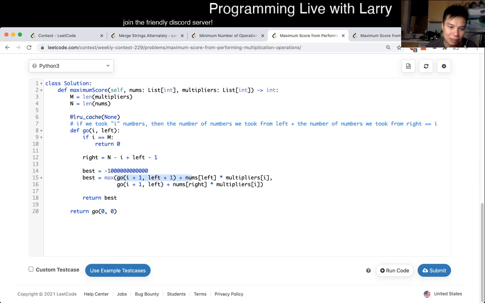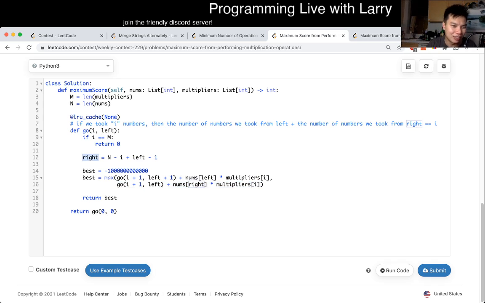So we take a number from the left, meaning you increment the index for the multiplier, you increment the left, and then you just take this, which is defined in the problem. You get the score from the left times the multiplier to the right, or you just get the multiplier. And this is the same thing, except for now, left remains the same because we only move to right. So there's an implicit thing here.